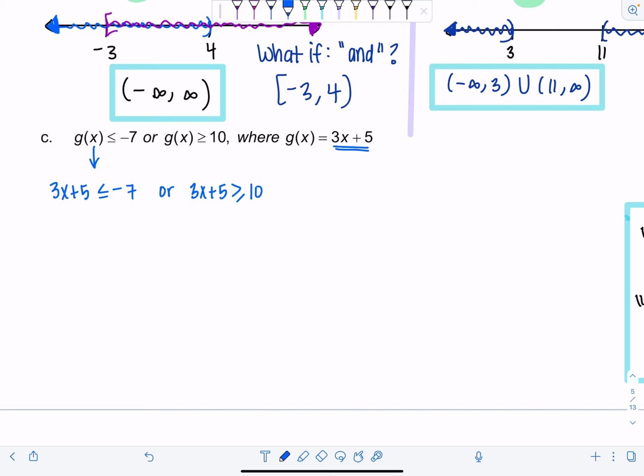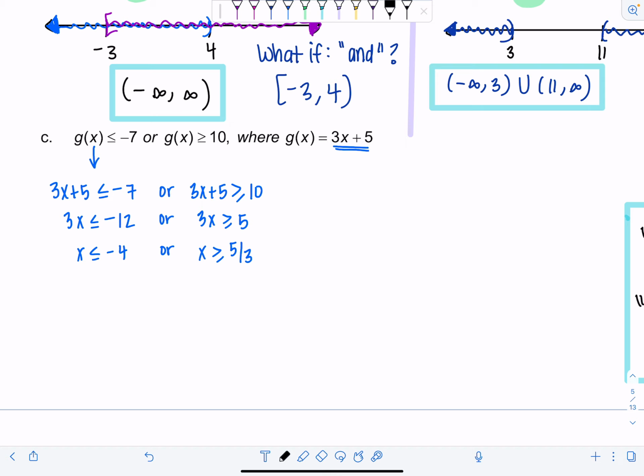Okay, so solving each one, I'm going to subtract 5. So 3x is less than or equal to negative 12. So x is less than or equal to negative 4 if I divide by 3. Or, same thing, subtract 5. So 3x is greater than or equal to 5. And then divide by 3. So x is greater than or equal to 5/3. Remember, leave it as a fraction. Don't switch to decimals unless you're instructed to do so.